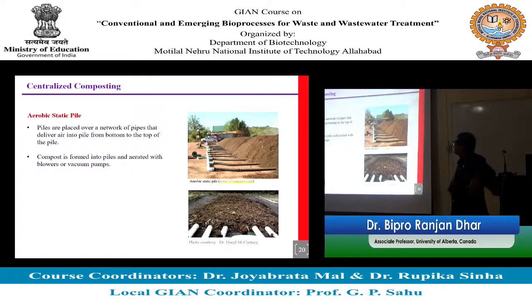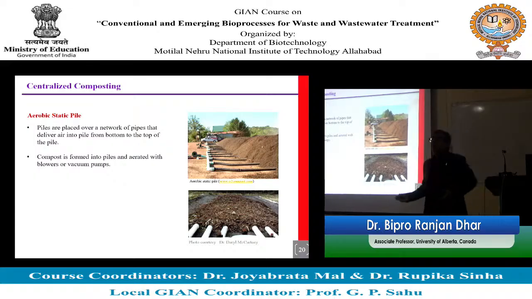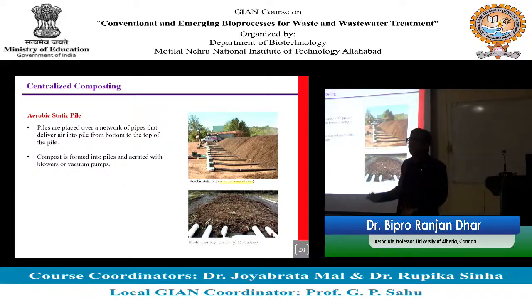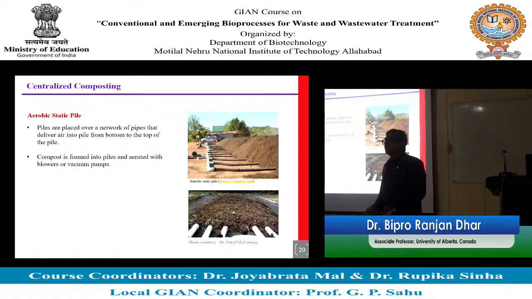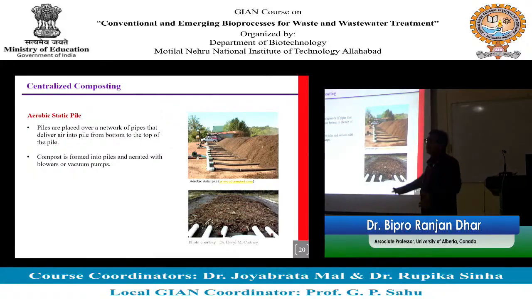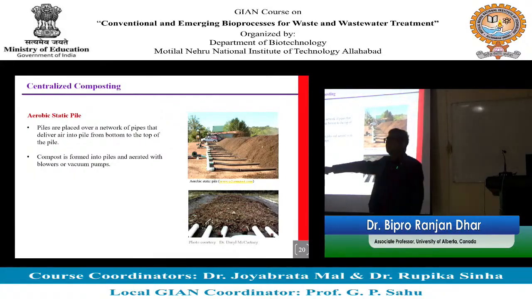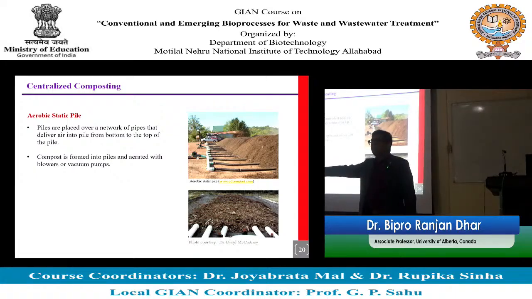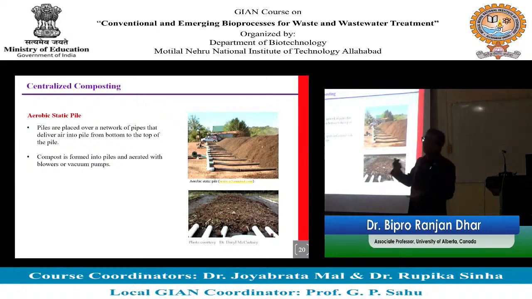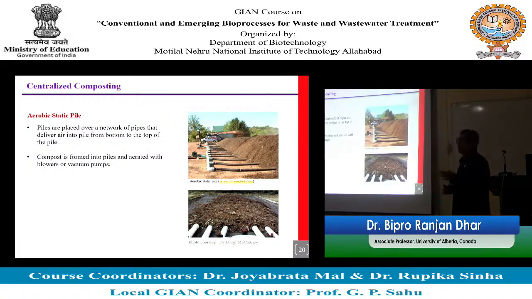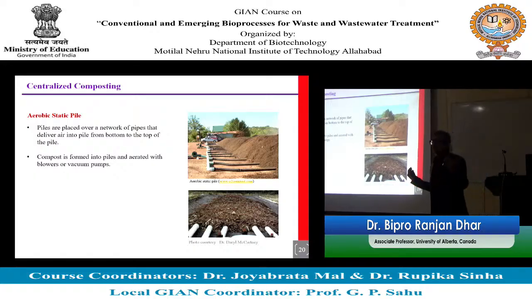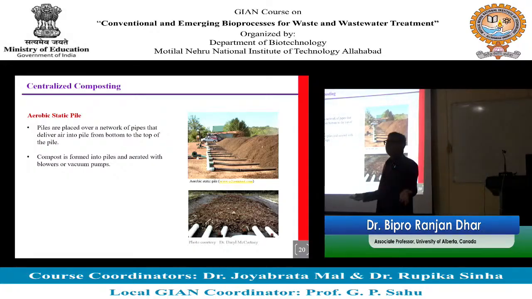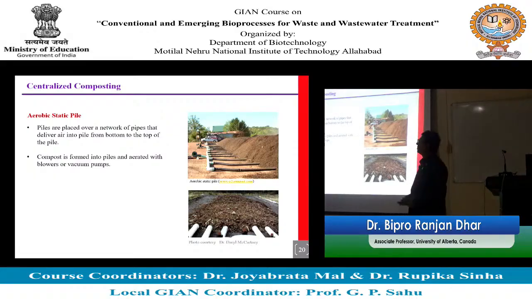Another process is almost the same, but instead of passive or intermittent aeration, you can have a network of pipes, and then you pile your waste or compost material over that network of pipes. Whenever needed you can run the pump or blower, and you can provide air to the process. That's easier, you don't need to move any equipment around.